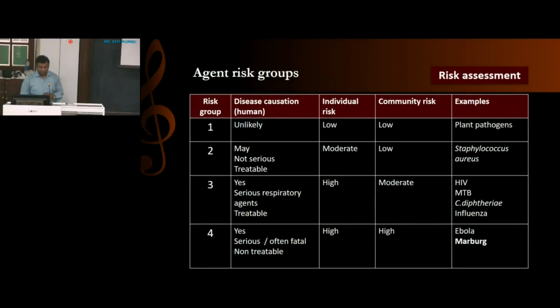Third, risk group 3. Yes, they will cause human disease, very serious respiratory agents, but they are treatable or they have a good vaccine against them. So individual risk is high, but community risk is also there. A classical example of risk group 3 is tuberculosis. Tuberculosis is a very big problem in India. It is a community problem. An untreated TB patient will spread it to 12 to 15 more people in a year unless treated on time.